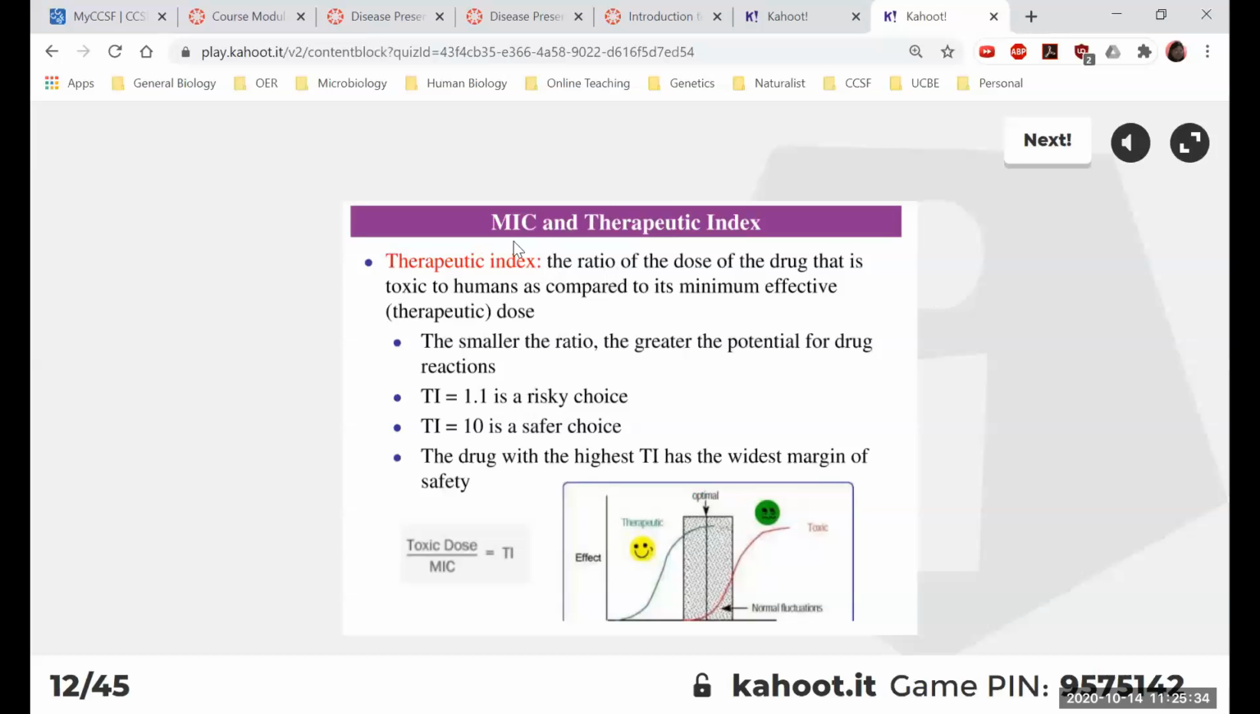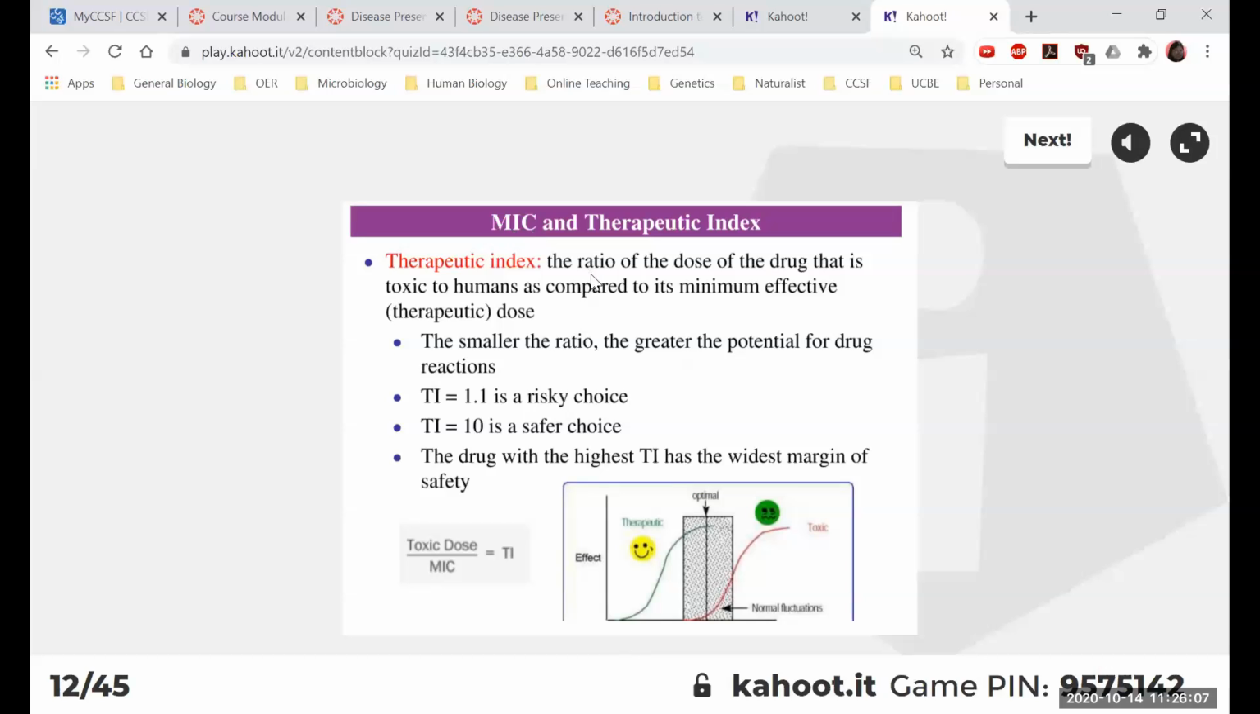So minimum inhibitory concentration, as we mentioned, is basically the minimum dose of the drug that can inhibit bacterial growth, right? If you look at a curve, for example, over here, when you increase the dosage of the drug, hopefully the bacterial growth will slow down and eventually they don't grow at all. So that's MIC, minimum inhibitory concentration.